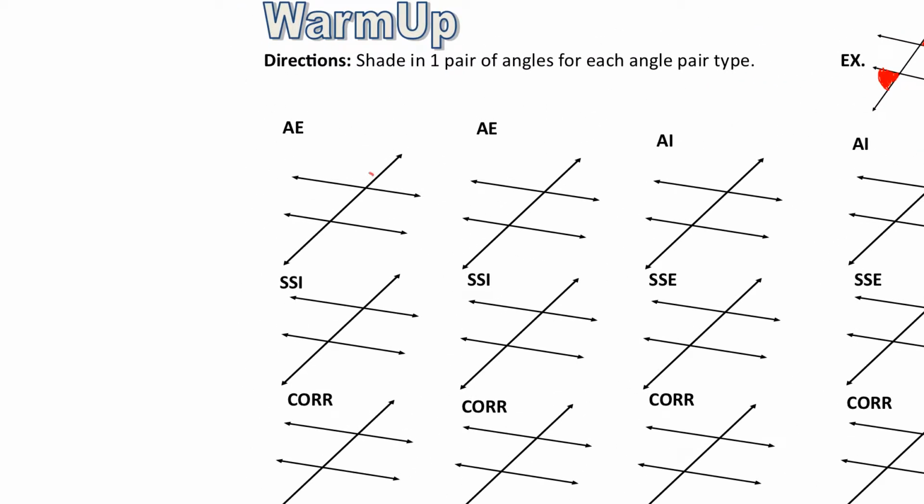Okay, so alternate exterior would be like this and this, or this and this. Now, if the lines are parallel, what do we know about alternate exterior angles? Talked about this on Friday, and on Thursday, actually. So if the lines are parallel, what do I know about alternate exterior? They are congruent if the lines are parallel.